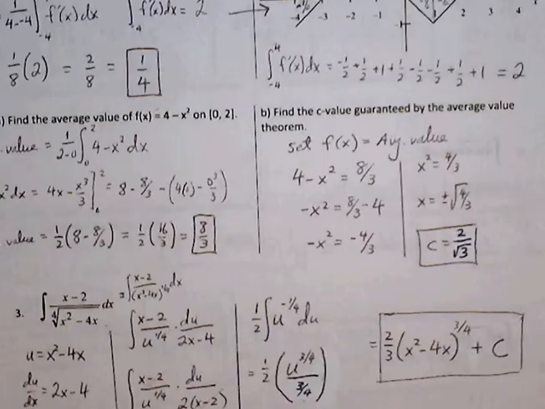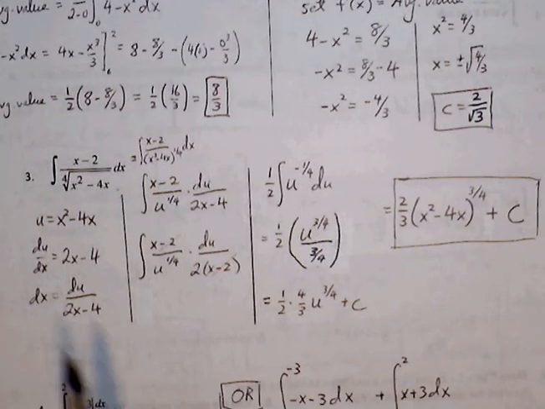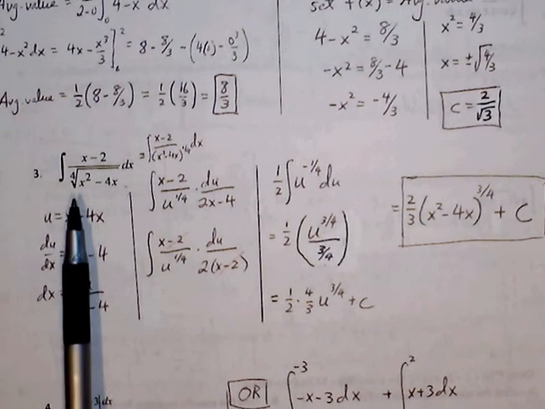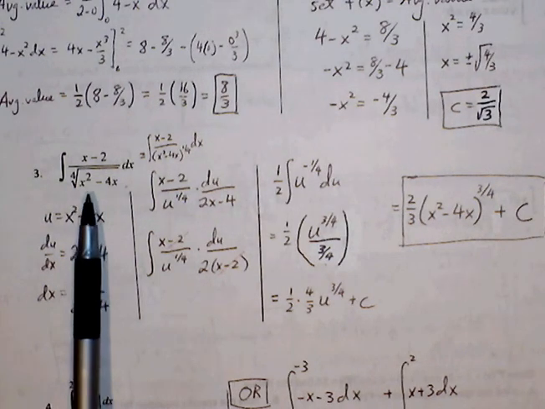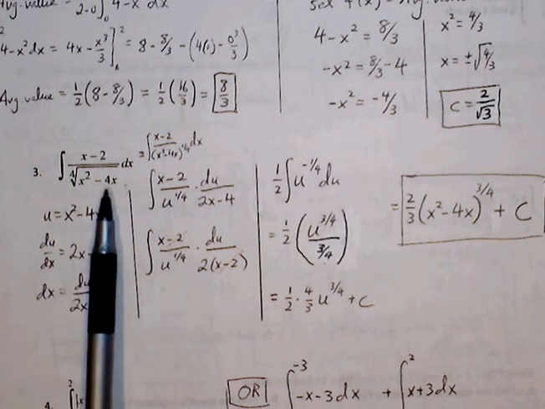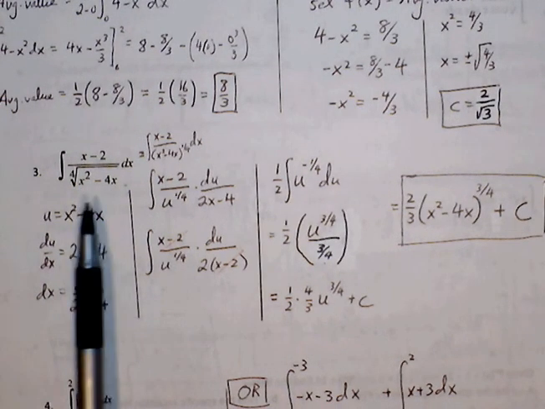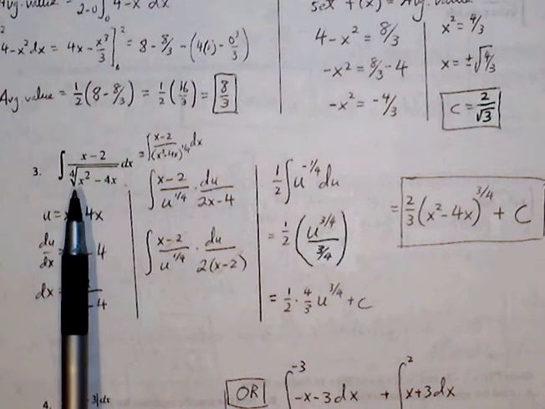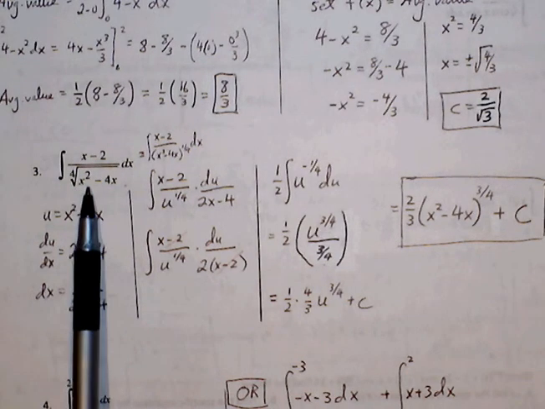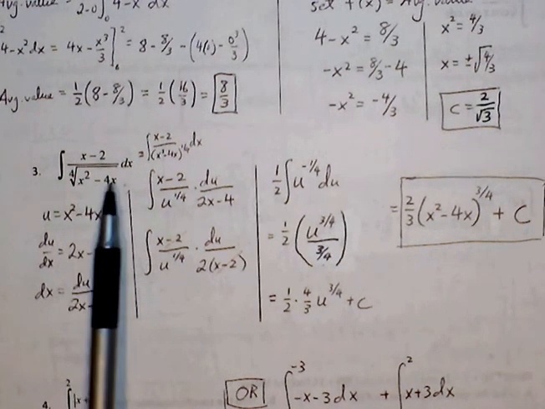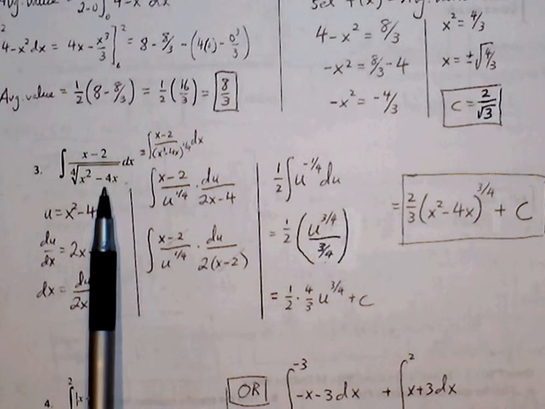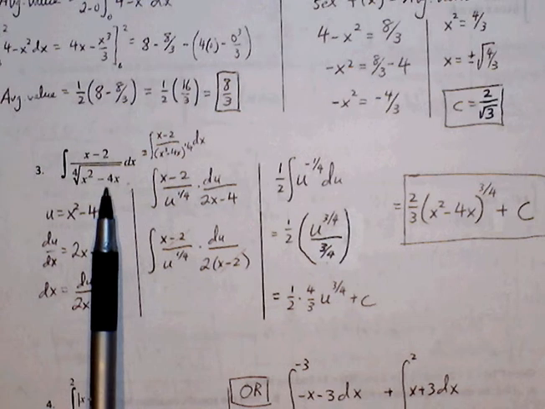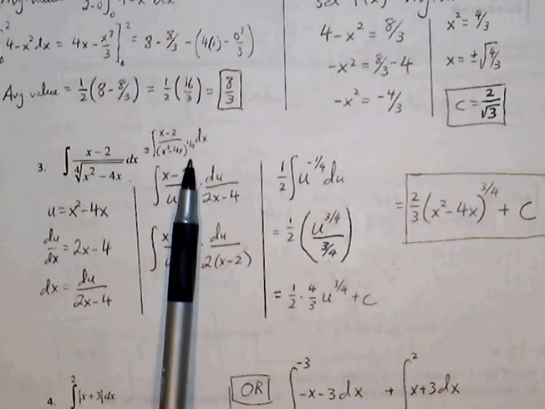All right, number 3, indefinite integral of x minus 2 divided by the fourth root of x squared minus 4x. So we can't rely just on the power rule to solve. We have too many terms inside the radical, so we may have to use substitution. So first, I'm rewriting this as x squared minus 4x to the 1/4.